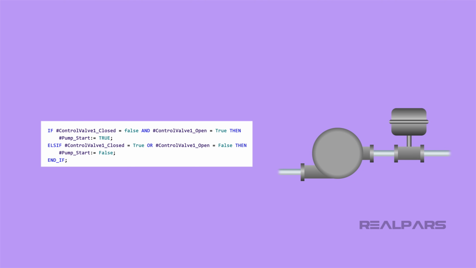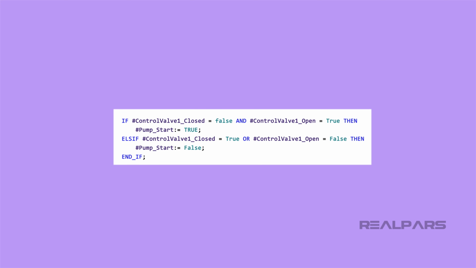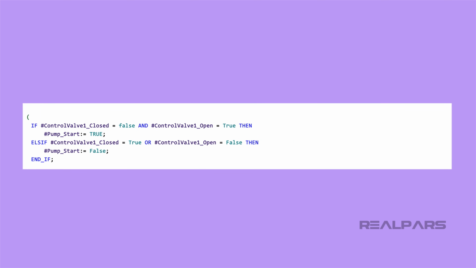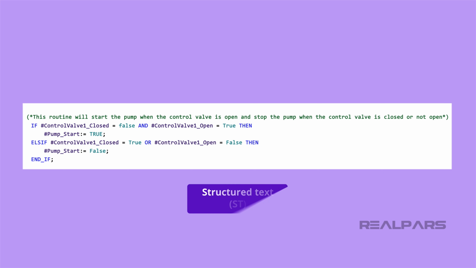Very easy, right? To make this routine easier for others to read and understand, you can also add a comment above that. So you'll go with a left parenthesis followed by an asterisk and then add, this routine will start the pump when the control valve is open and stop the pump when the control valve is closed or not open. To close the comment, you'll add another asterisk followed by a right parenthesis. Congratulations! You have just created your first routine in structured text.